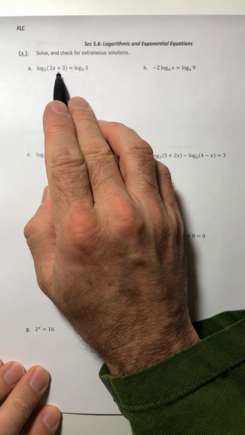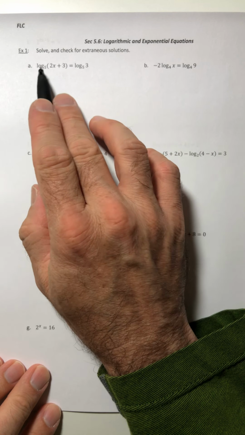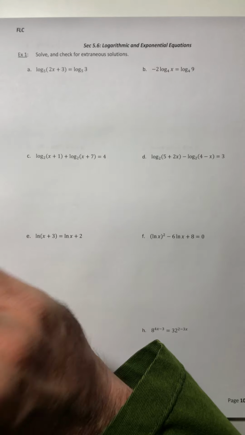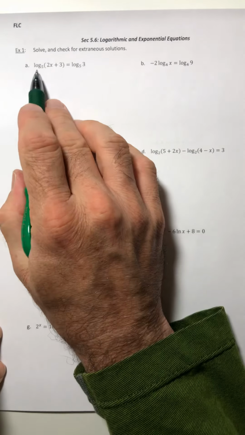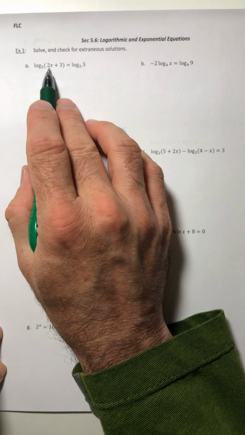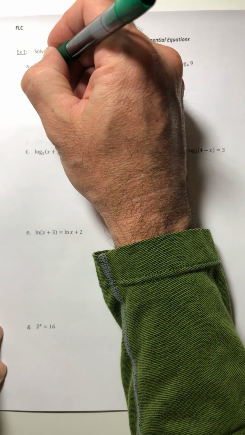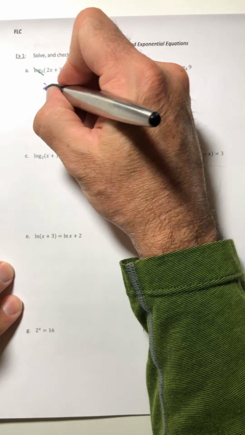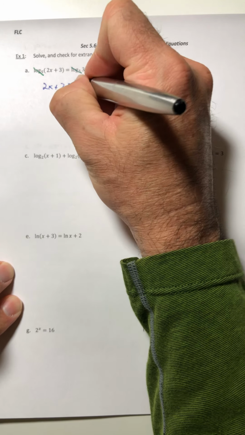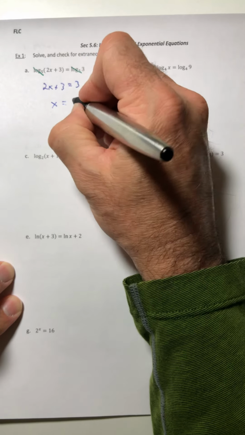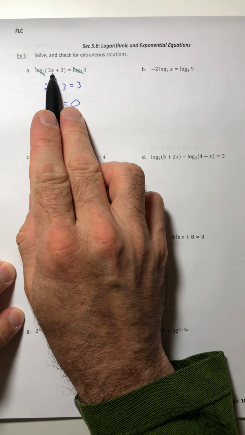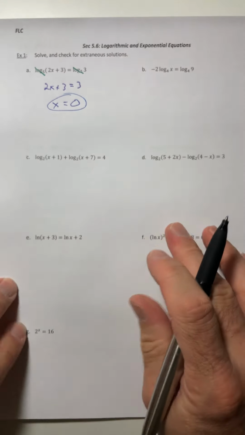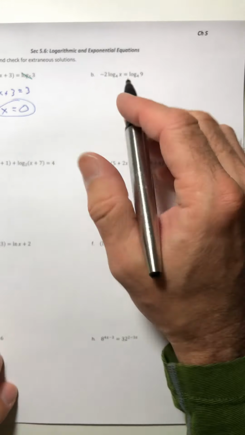You have log base 5 of 2x plus 3 equals log base 5 of 3. If there's a logarithm on either side, and that's it, and they have the same base, then if the logarithms are equal, whatever's inside of them should be equal. So the log base 5s drop out, and we just have to solve 2x plus 3 equals 3, so x would equal 0. If you plug this back in for x, that gives you a positive number inside the log, so we can keep it.